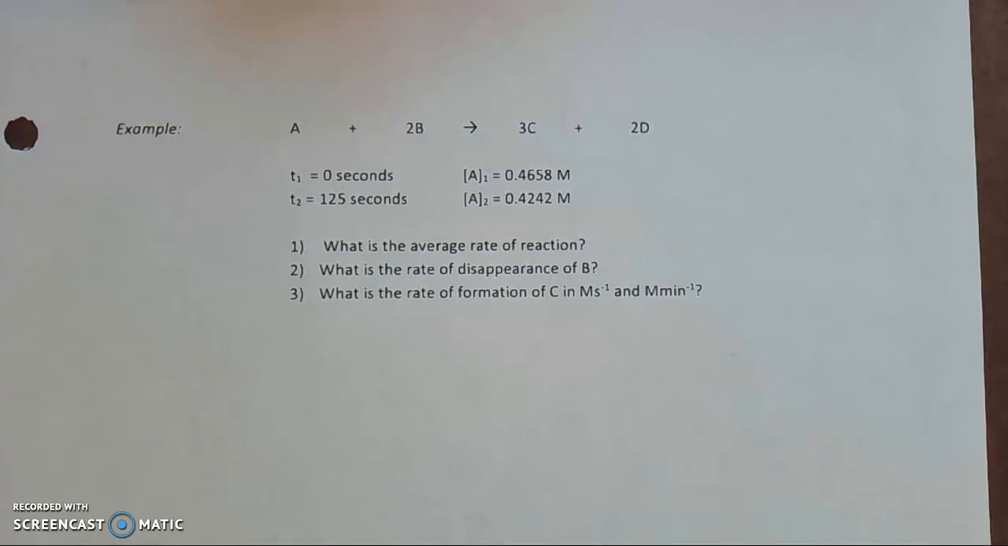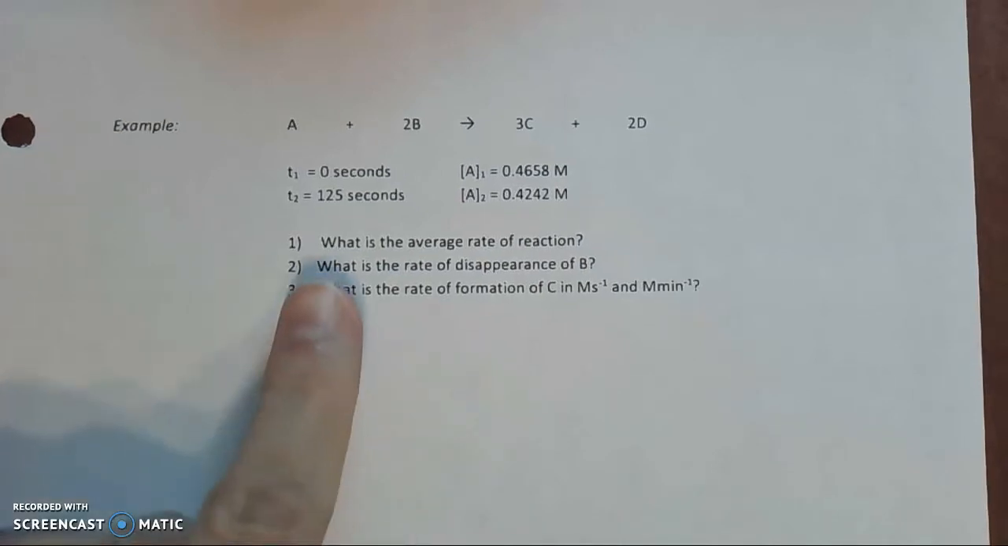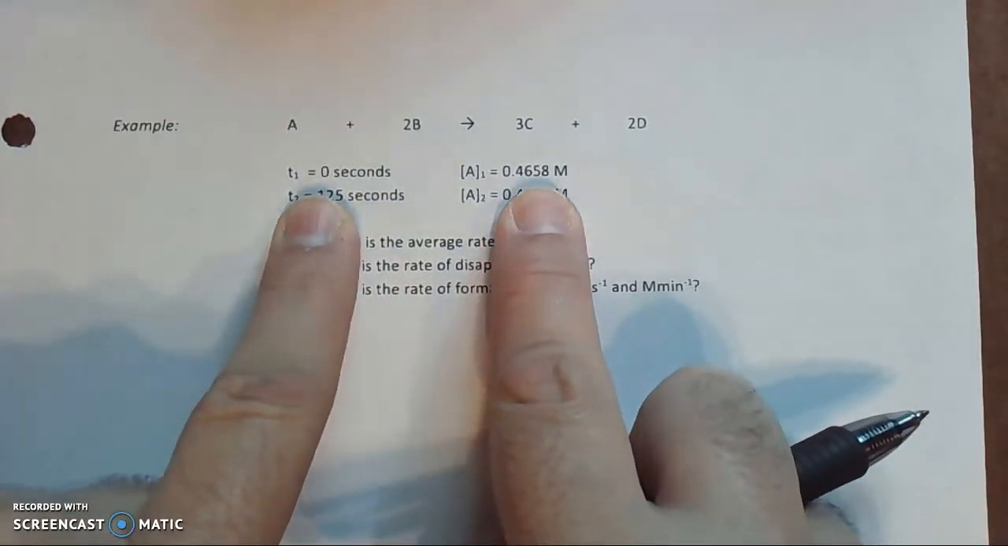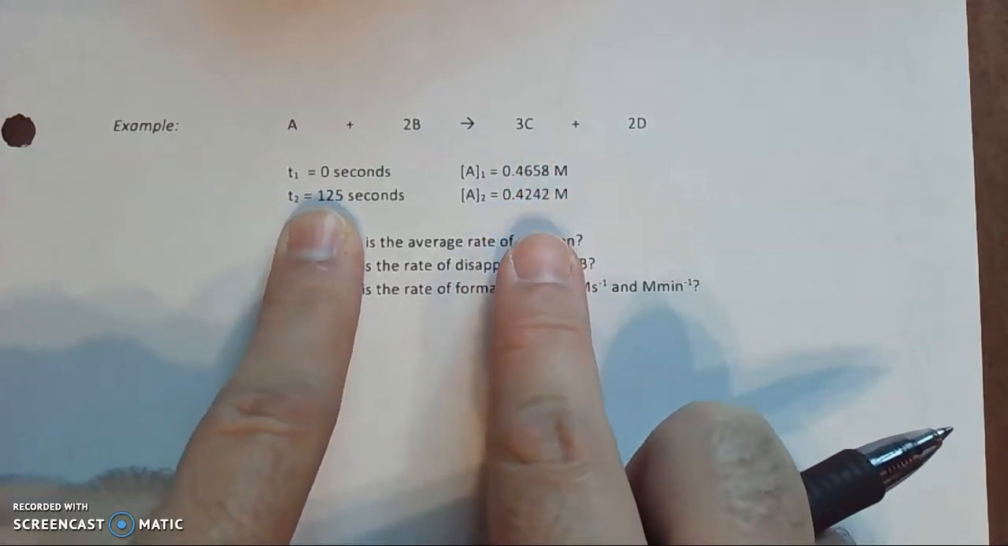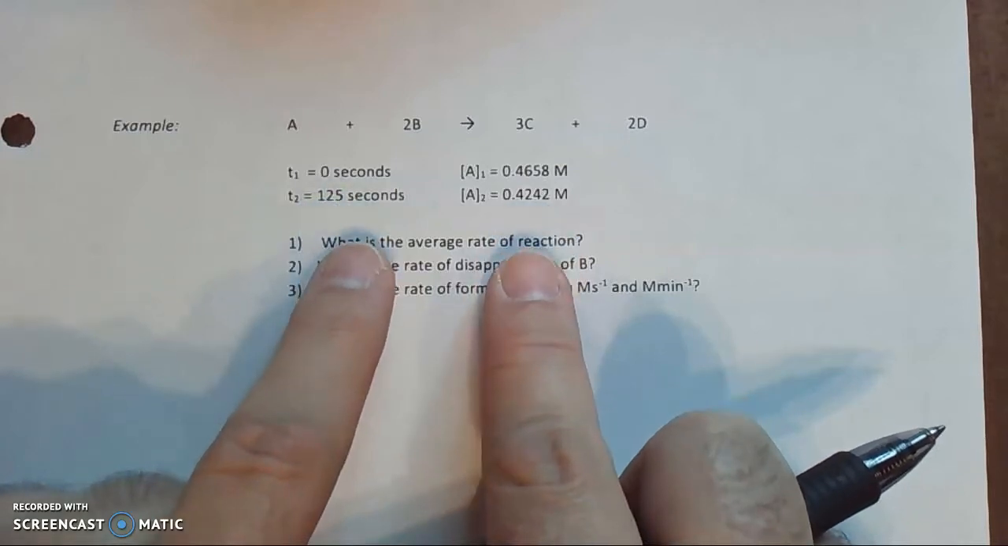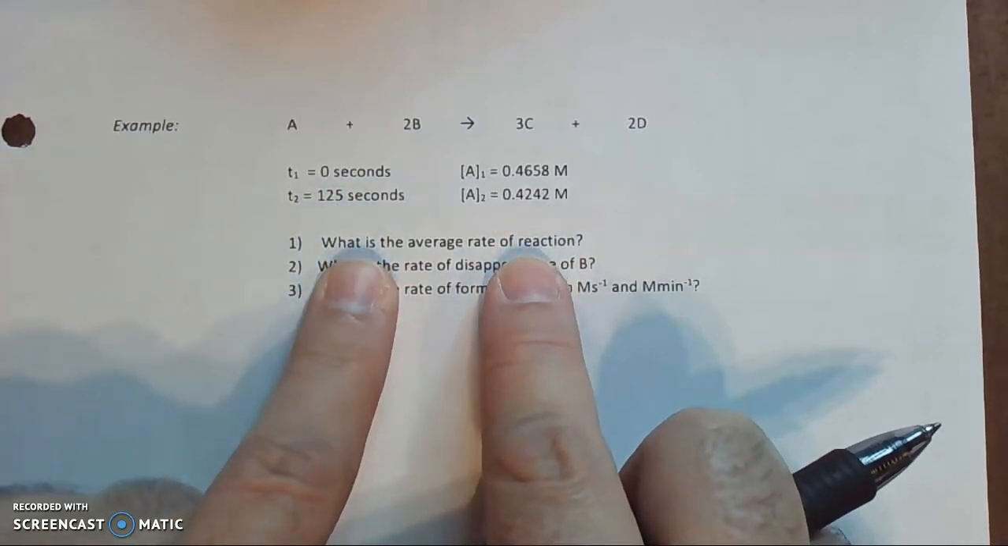So we're given an equation, A plus 2B yields 3C plus 2D. And we are given information on A. So at time 0, when we start the reaction, A is this molarity. 125 seconds later, it has decreased to this. So our first question asks, what is the average rate of reaction?